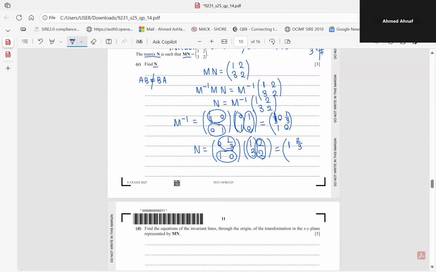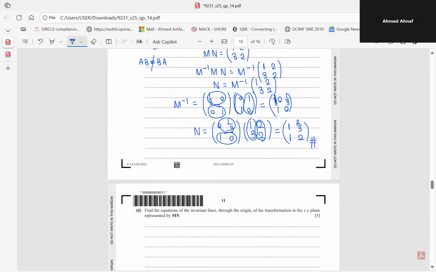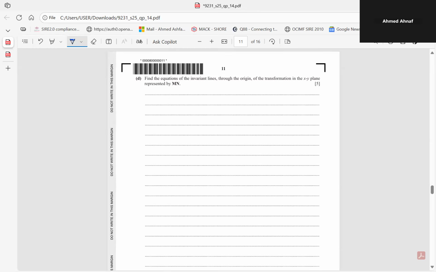For this would be 1 times 1, which is 1, plus 0 times 3, which is 0. So that's 1. Now 1 times 2, that is 2, plus 0 times 2, that is 0. So that would be 2. So this is our final answer for this part. Let's head on to the final part.